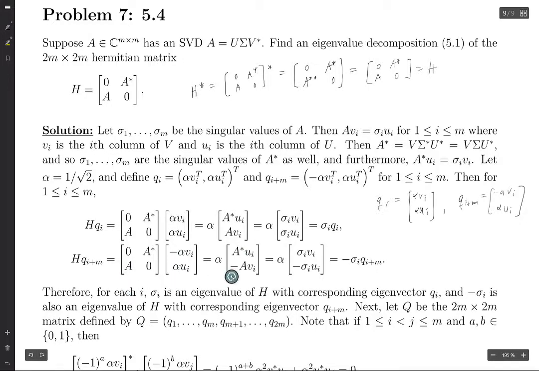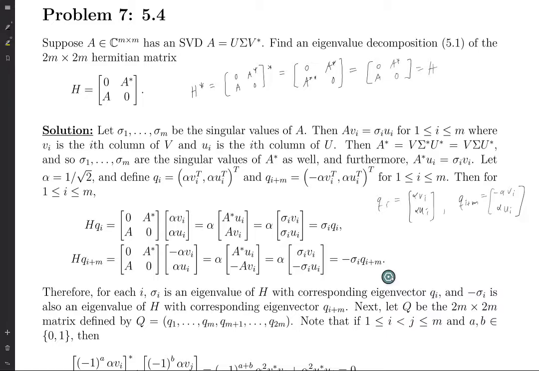And so you have negative alpha times A V_i, and you bring the alpha out front. And then these things you can replace with the sigma_i's, and then you can bring a sigma_i and a negative 1 out front, and you end up with negative alpha V_i and alpha U_i inside this vector, and that gives you Q_{i+m}. And again, each of these Q_{i+m}'s is non-zero for the same reason that each of the Q_i's is non-zero. So therefore, Q_{i+m} is going to be an eigenvector of H with corresponding eigenvalue negative sigma_i.